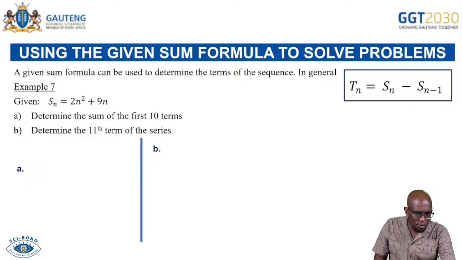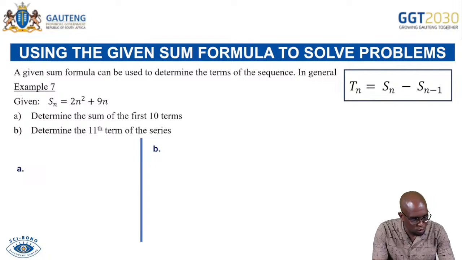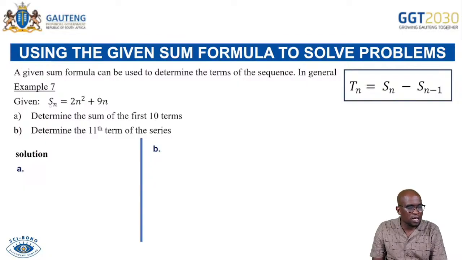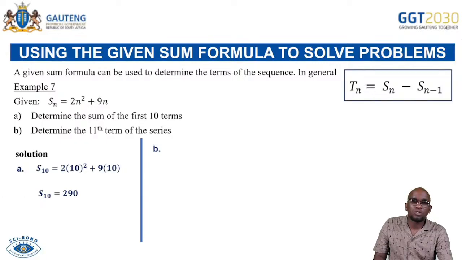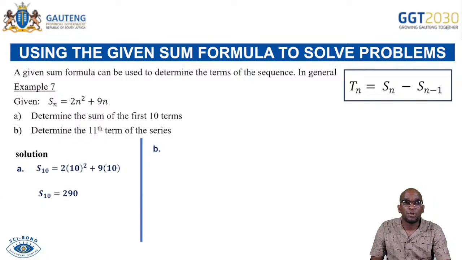A given sum formula can be used to determine the terms of a sequence, and in general we're going to be using that. So which means that sum to 10 terms. You see here they are giving us the sum formula, and they're asking us to calculate the sum to the first 10 terms. In doing that, we're just going to substitute. Where we see n, we put 10. So S sub 10 would be 2 into 10 squared plus 9 into 10. So S10 would be 290. That's simply how you work it out.